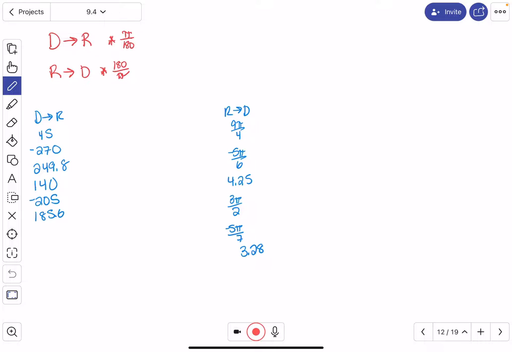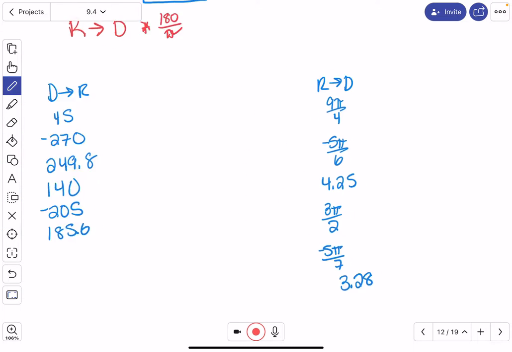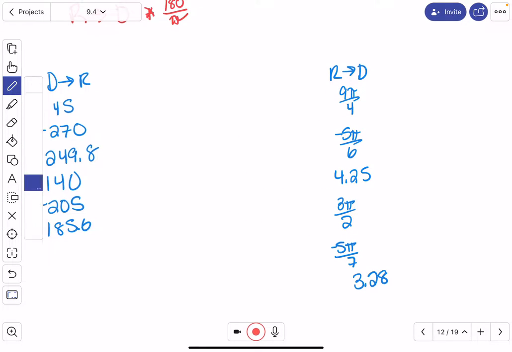To convert from degrees to radians, you're going to multiply any number by pi over 180. So if we were to take these numbers here, 45 degrees, we're going to multiply that by pi over 180. So if we did that, we'd get 45 pi over 180. And then both of those numbers are divisible by 45. So 45 pi becomes pi, and 180 divided by 45 is 4. So 45 is pi over 4 in radians.